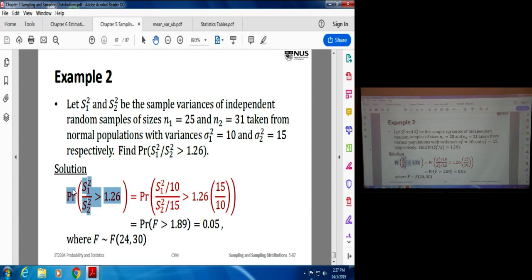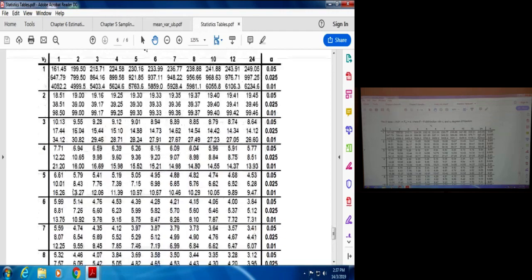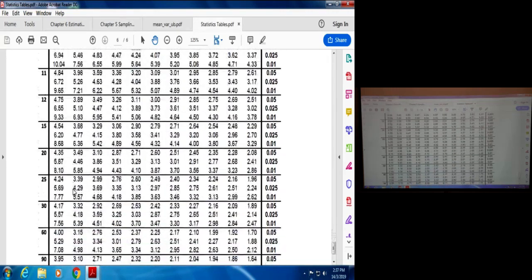Okay, so what do I want to do? I want to compute the probability that F is bigger than 1.89, where F is a random variable with 24 and 30 degrees of freedom. Well, basically then we can have a look at our table. So let's see, do we have it? 24 and 30, and immediately we have this value 1.89, so the probability I exceed 1.89 is known exactly, it's 0.05. Okay, so this is the probability that we have as our solution.